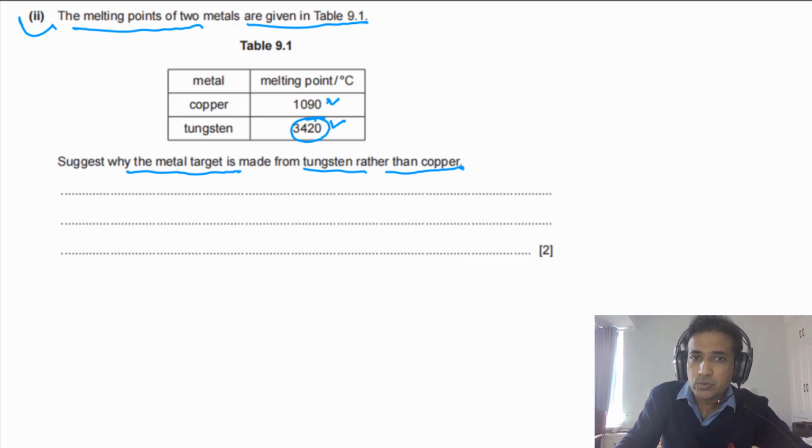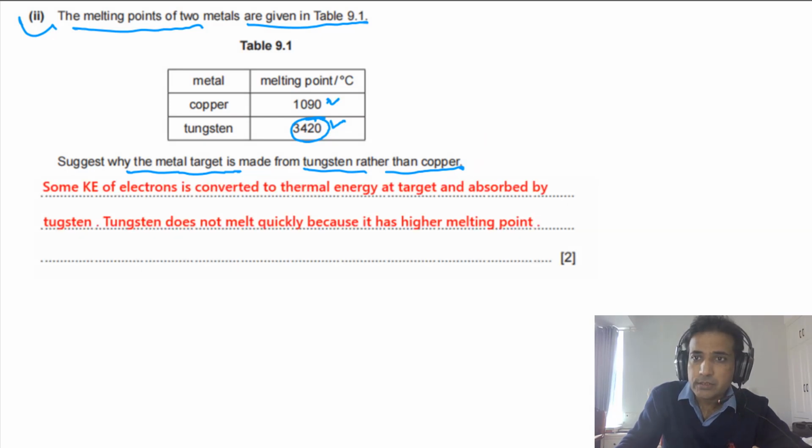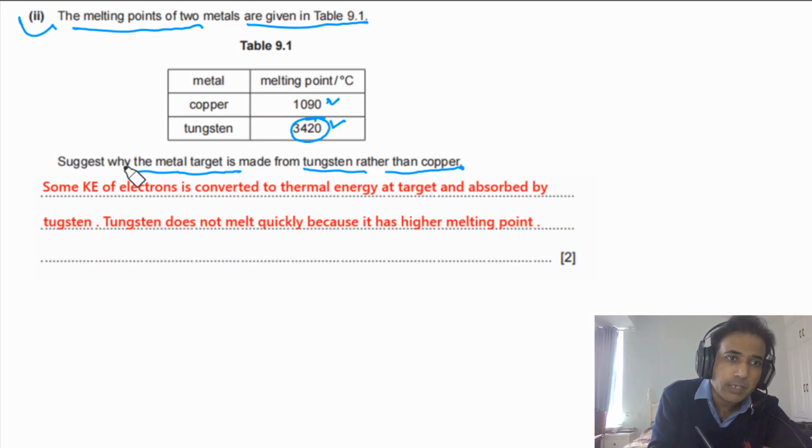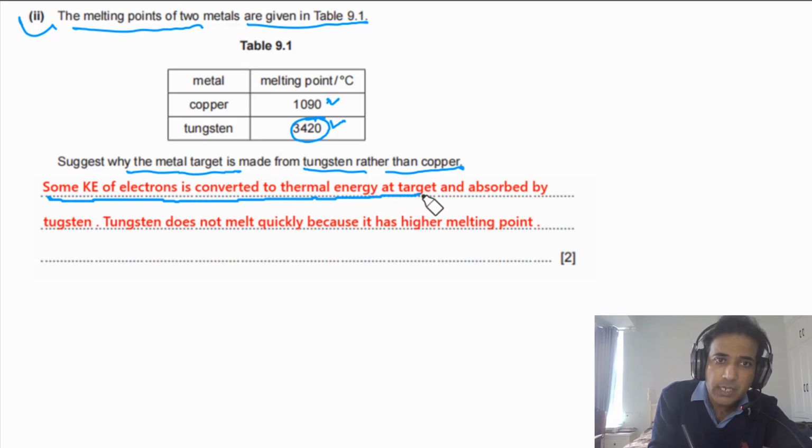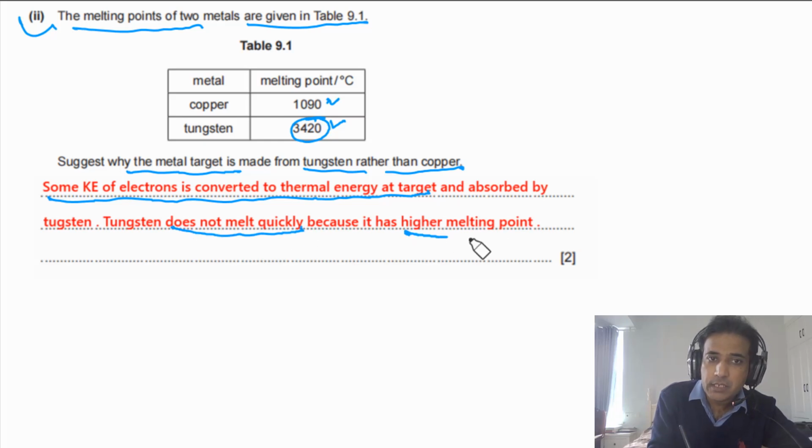Now let me show you the answer, how you can write it down. This question has 2 marks. For the first mark, you can say some kinetic energy of electrons is converted into thermal energy at the target, absorbed by tungsten. Tungsten does not melt quickly because it has a higher melting point. So if you write these 2 points, you will get 2 marks.